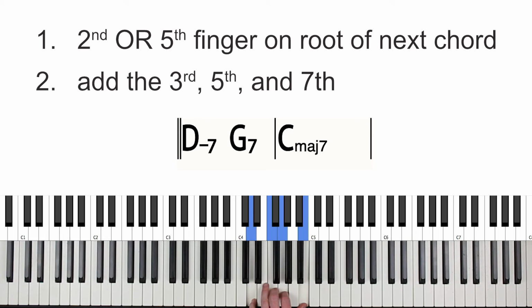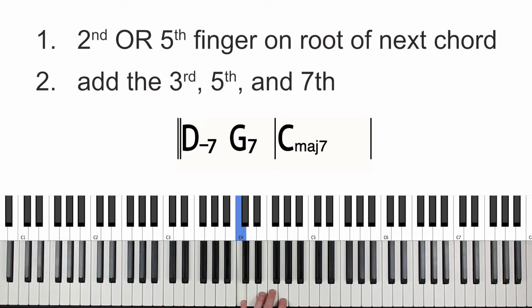Let's repeat the steps to find the closest position for the next chord, C major 7. So, step 1, place the second finger or pinky on the nearest root for the next chord, whichever is closer. This time we have 2 Cs to choose from, one at the top and one at the bottom. The pinky is closer to the bottom C than the second finger is to the top C, so we'll place the pinky on the bottom C.